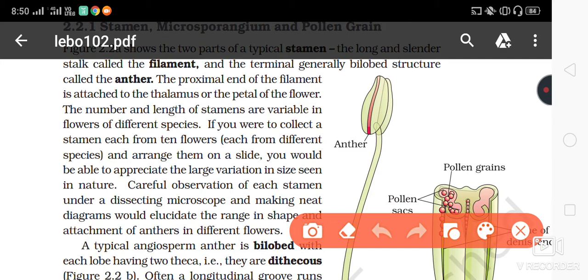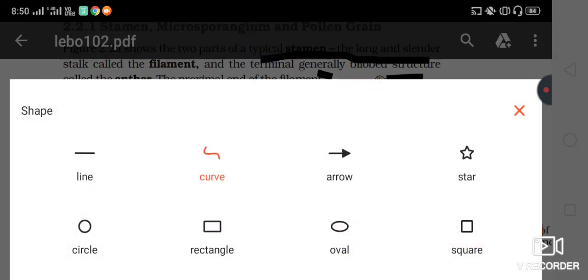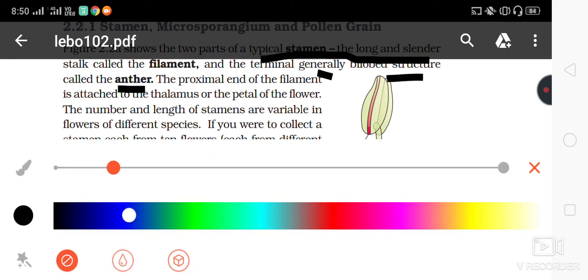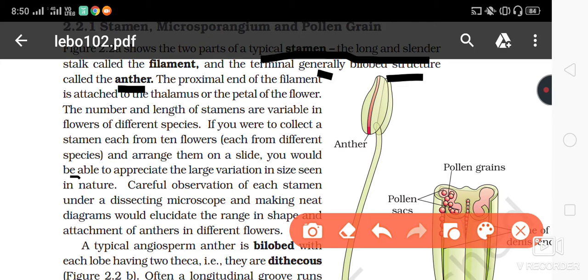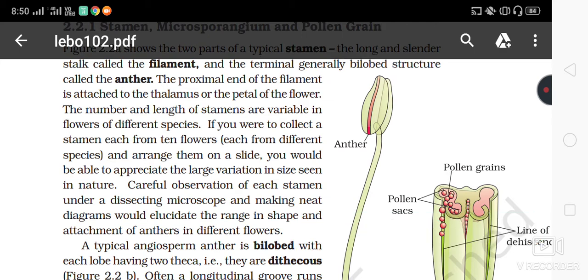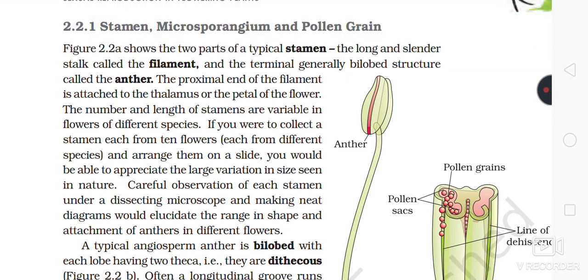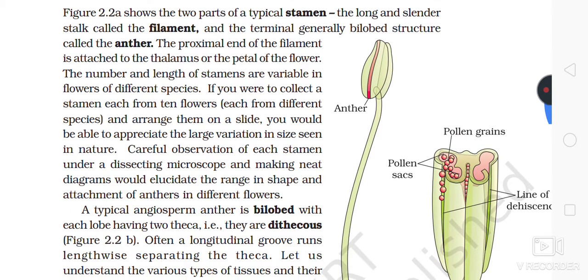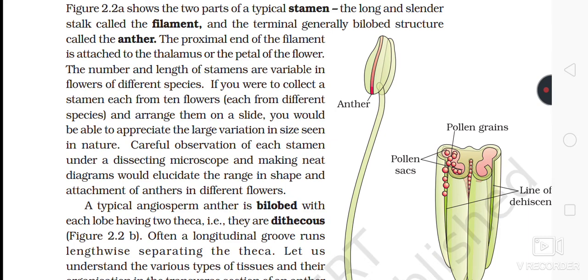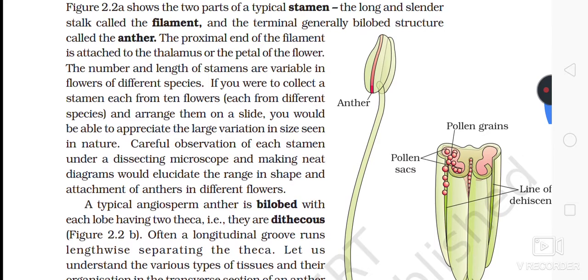Figure 2.2 shows the two parts of a typical stamen, the long, slender stalk called the filament and the terminal, generally bilobed structure called the anther. The proximal end of the filament is attached to the thalamus or petal of the flower. Look here carefully. Figure 2.2a shows the two parts of a typical stamen, the long slender stalk called the filament and the terminal generally bilobed structure called the anther.